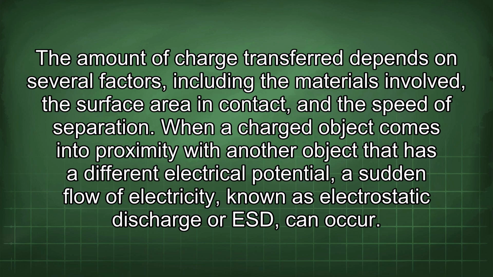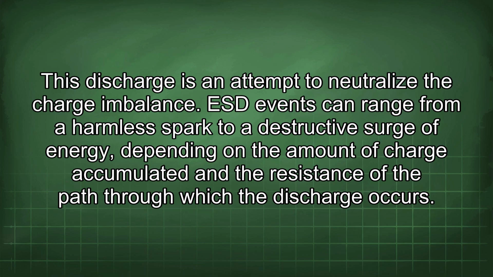The amount of charge transfer depends on several factors, including the materials involved, the surface area in contact, and the speed of separation. When a charged object comes into proximity with another object that has a different electrical potential, a sudden flow of electricity, known as electrostatic discharge or ESD, can occur. This discharge is an attempt to neutralize the charge imbalance. ESD events can range from a harmless spark to a destructive surge of energy, depending on the amount of charge accumulated and the resistance of the path through which the discharge occurs.